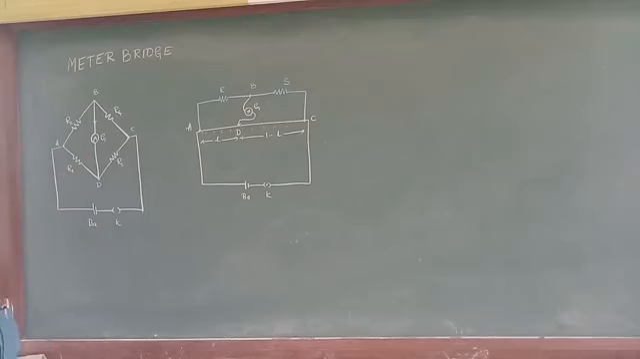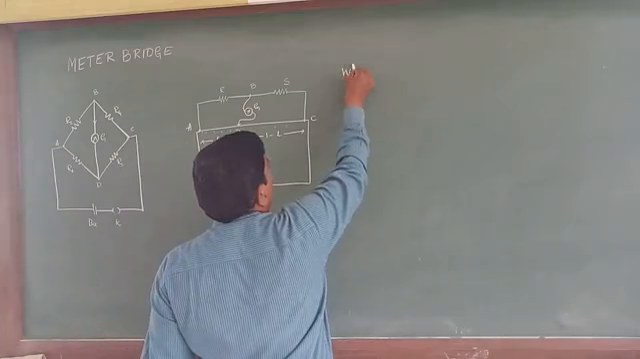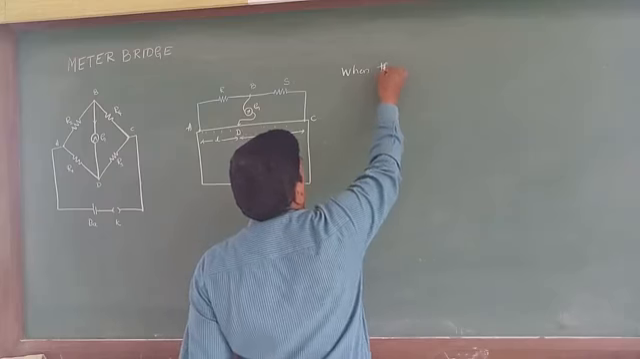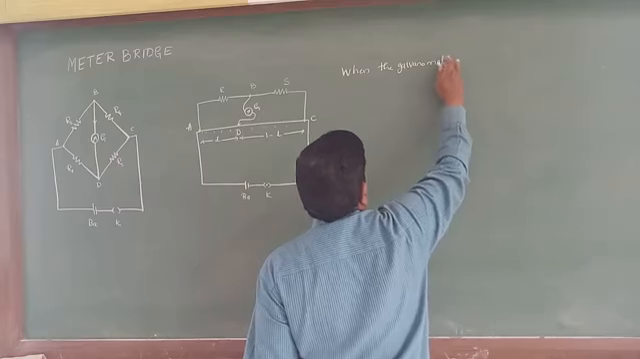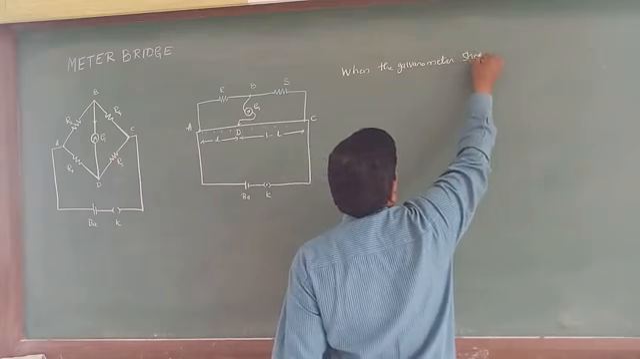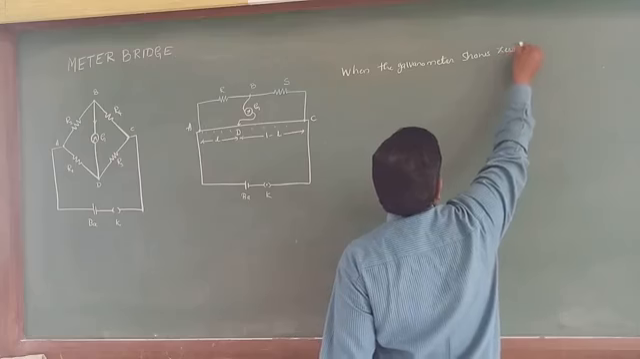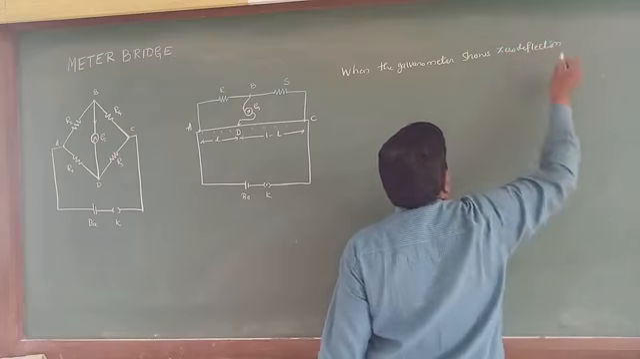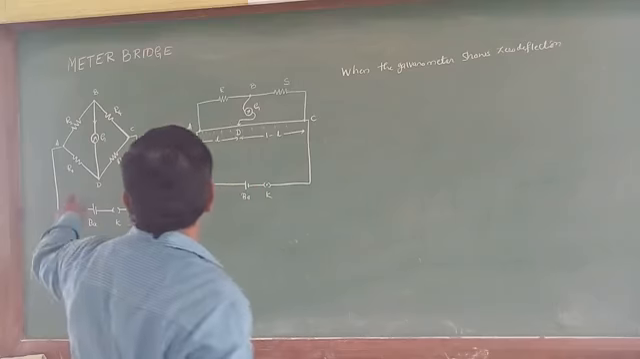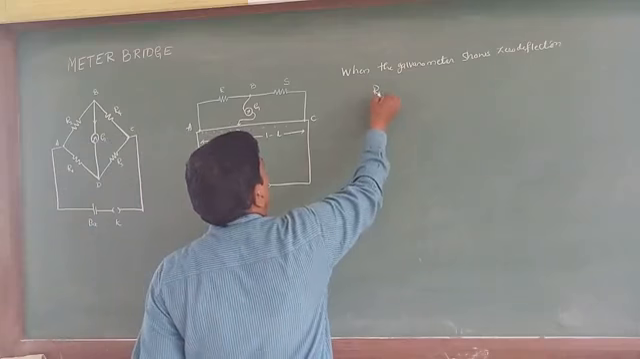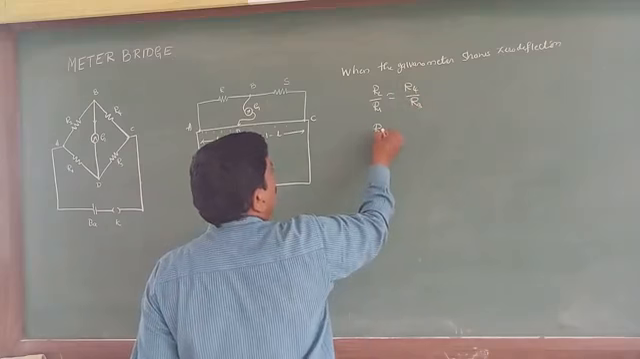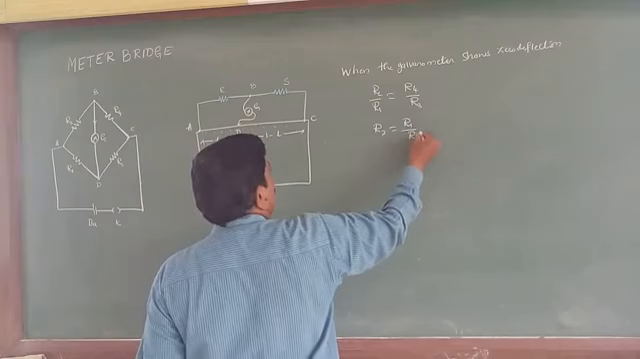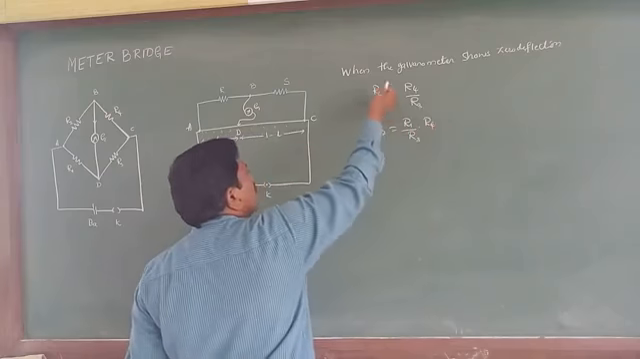See, from this condition, when the galvanometer shows zero or null deflection, then we can write R2 by R1 equals R4 by R3, or R2 equals R1 upon R3 into R4. You can write R1 by R2 or R2 by R1.